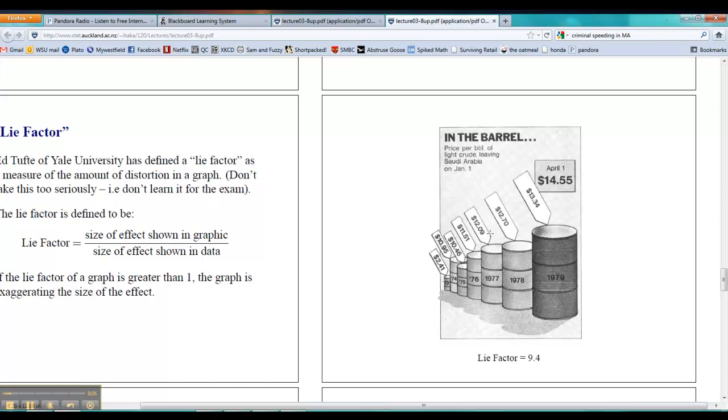This is the same difference, 61 cents. There should not be this much difference between this barrel and this barrel, but they're trying to make you feel like the gas prices per barrel of crude is a huge increase between 78 and 79, but there's really not much of an increase. It's 64 cents where this was 61 cents.